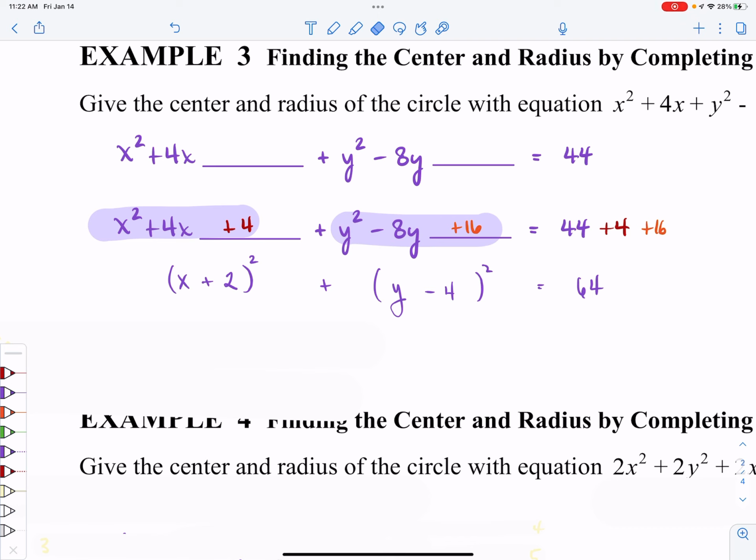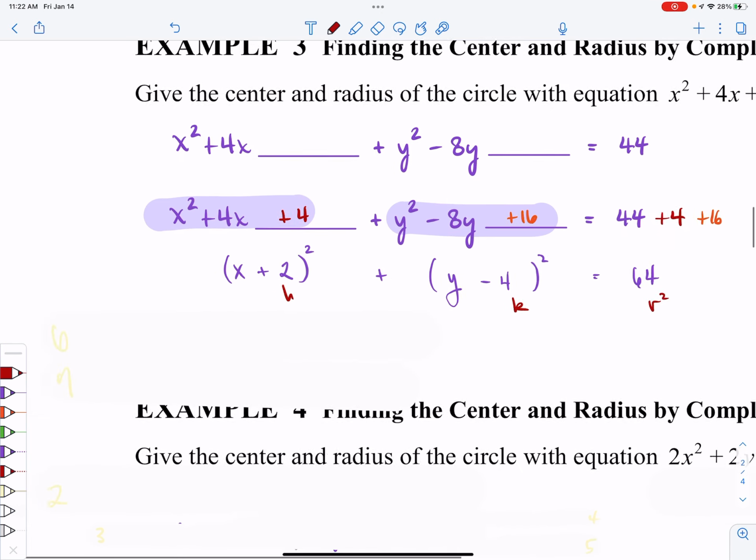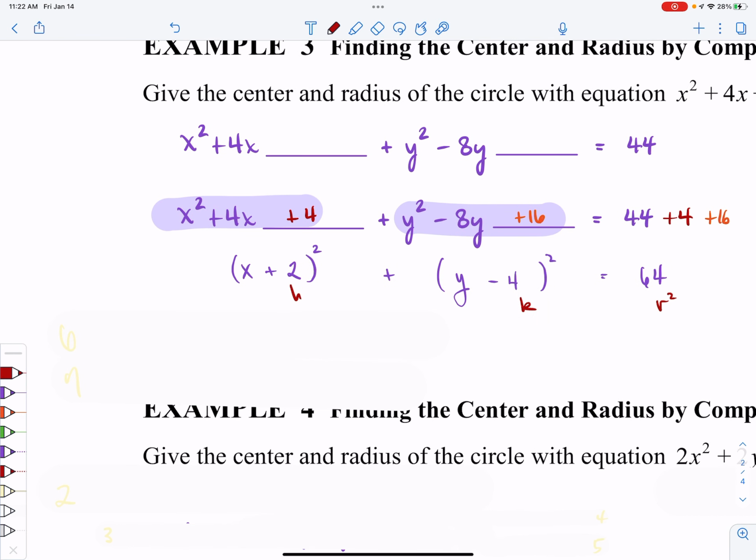Now, notice this is the standard form of your equation. And the minute you have your standard form of the equation, you know that you've got your h and your k. And this is going to be your r squared. So then all I have to do is write down, because I was asked for the center and the radius, my center is going to occur at negative 2, 4. My radius is going to be 8.